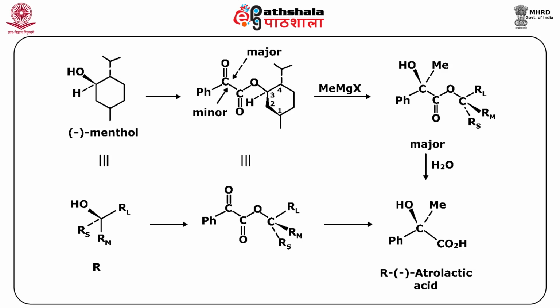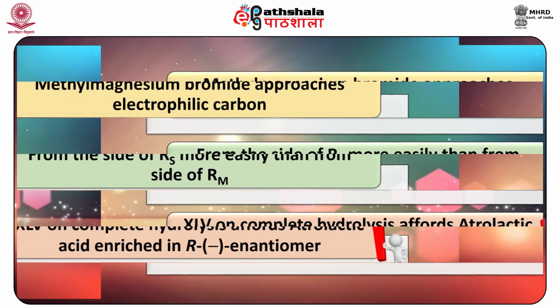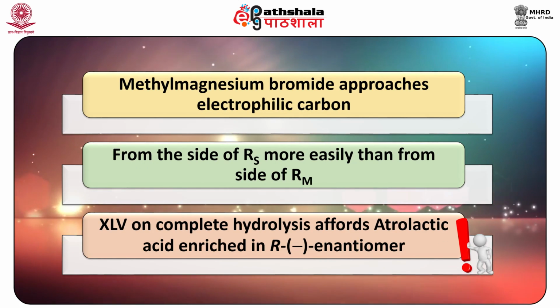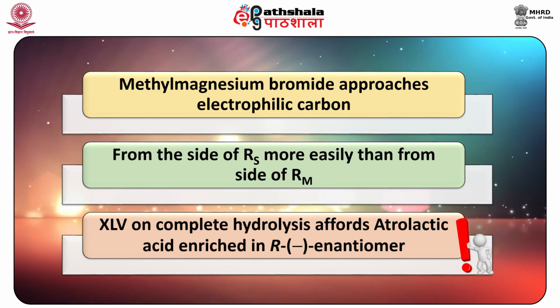Rs with hydrogen and Rm at C2 are in back and front of the plane respectively. Methyl magnesium bromide approaches the electrophilic carbon of the ketonic carbonyl from the side of Rs more easily than from the side of Rm. The preferred diastereomer is thus 15, which on complete hydrolysis affords atrolactic acid enriched in the R minus enantiomer. The carbonyl carbon in the menthol has R configuration and it follows the obtention of R minus atrolactic acid from the above sequence of reactions.